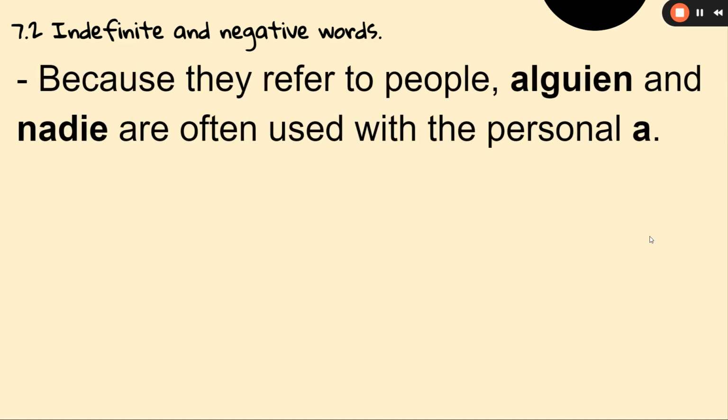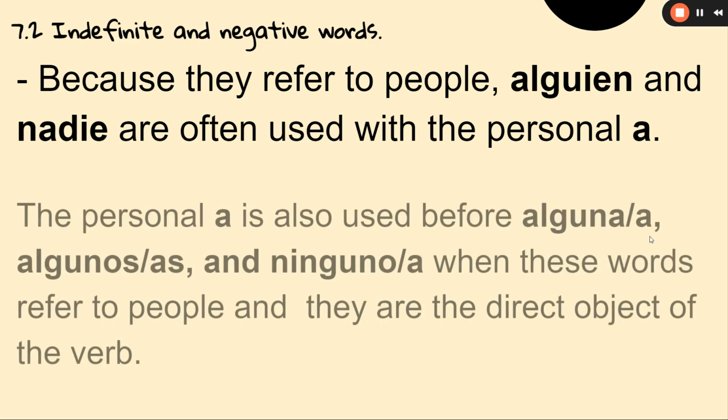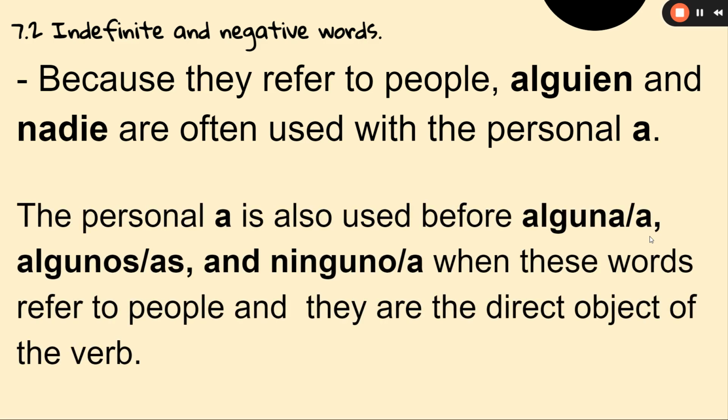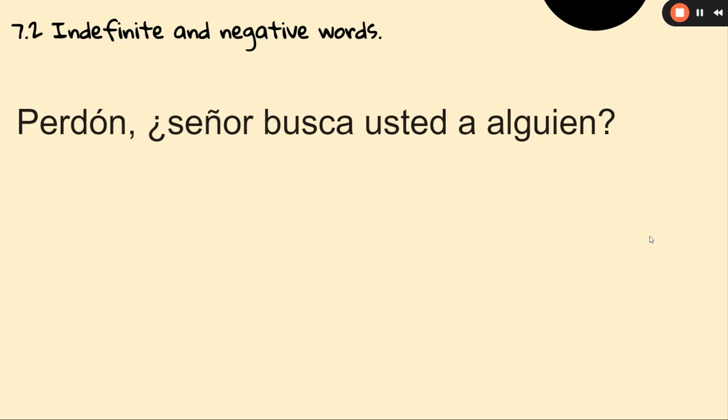Okay? Because they refer to people, alguien and nadie are often used with a personal a. If nadie is after the verb. If it's before the verb, it doesn't do that. The personal a is also used before alguna, algunos, ninguno, when the words refer to people and they are direct objects of the verb. Okay? So here we go.